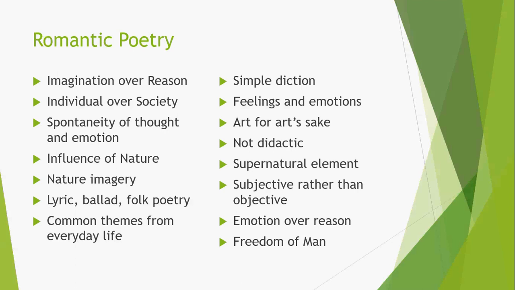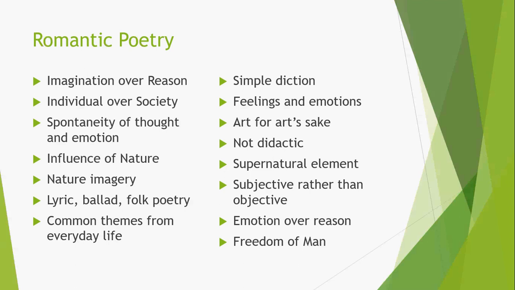We find now a break, in fact we can say a complete break from neoclassicism. Most of these points that I have listed are the opposite of what we discussed in the neoclassical poetry. The neoclassical poets gave importance to reason over imagination. The romantic poets gave importance to imagination over reason. For them, society was more important than individual. Here, individual is more important than society.